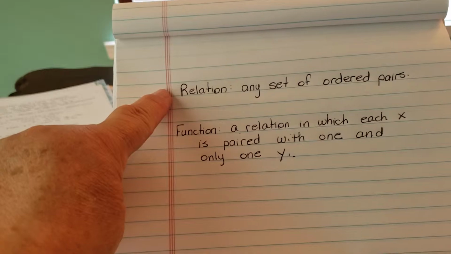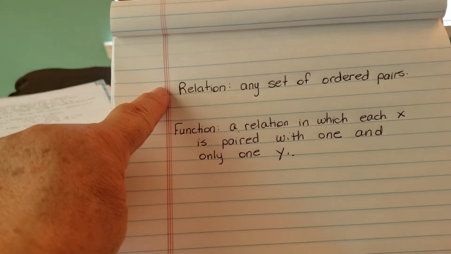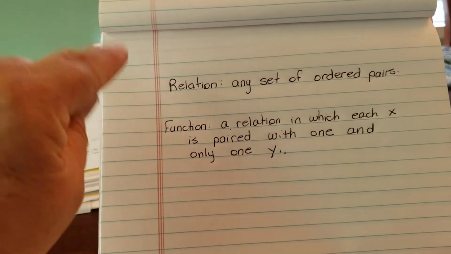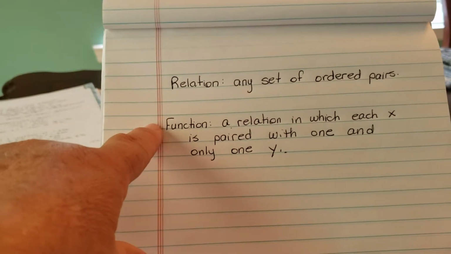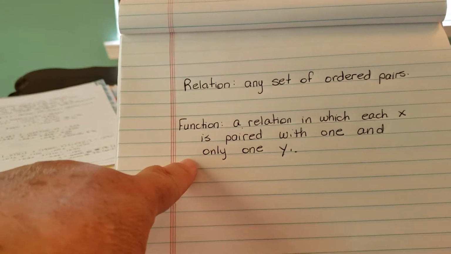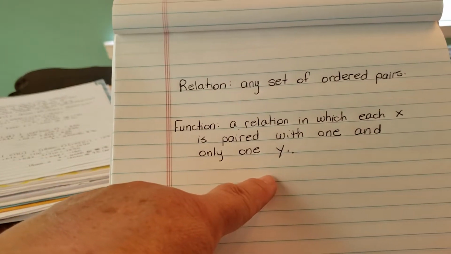A relation is any set of ordered pairs, any kind of pairs paired together any way, as long as you say this goes with this. A function is a relation in which each x is paired with one and only one y.